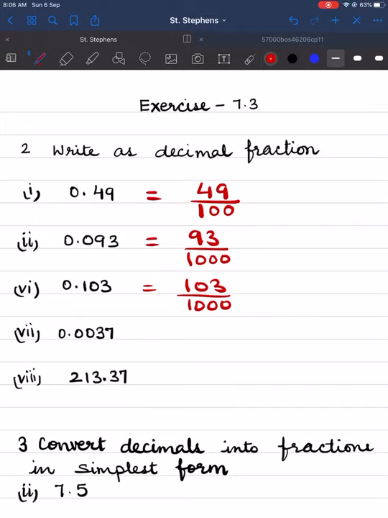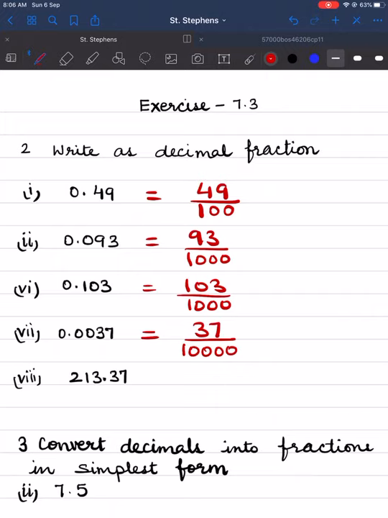Seventh part, 0.0037. Now children, here numerator is 37. And we have four decimal places in the number. So we write 10,000 in the denominator. So we get 37 on 10,000.